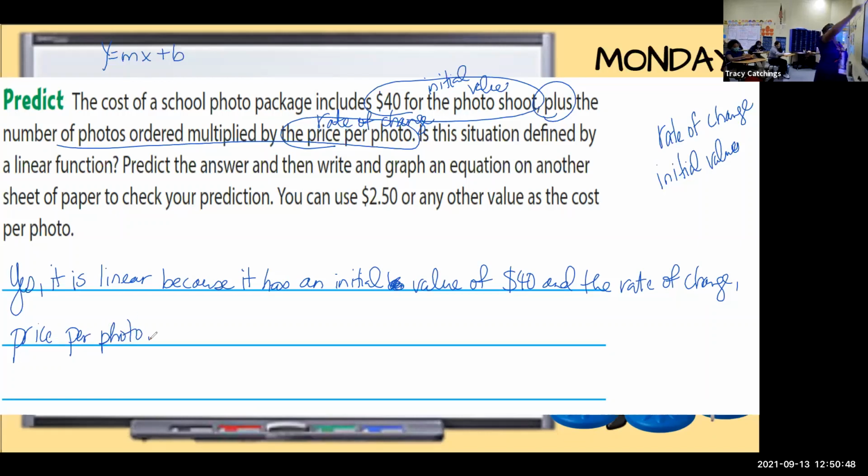All right. Second part of this. They now said, write and graph an equation. They said we can use any value as the price per photo. Yeah, we can use $3. Okay, so what would be our equation? Good job. y equals 3x plus 40.